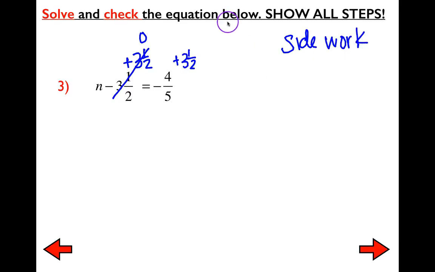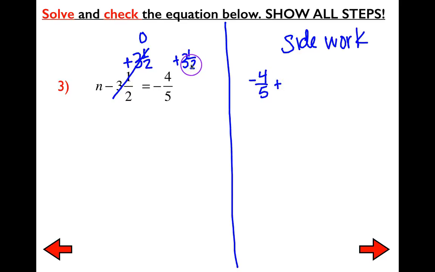I'm very adamant on making sure you use the correct side work and things don't clash with the work that you show down here. So off my side work, I'm going to go ahead and do -4/5 plus, I'm going to go ahead and make this an improper fraction right now. 2 times 3 is 6 plus 1 is 7, so 7/2, where my lowest common denominator is 10. I'm going to multiply this 5 by 2, multiply this 4 by 2. So -4 times 2 is -8.